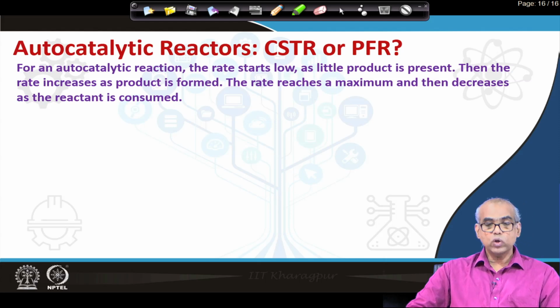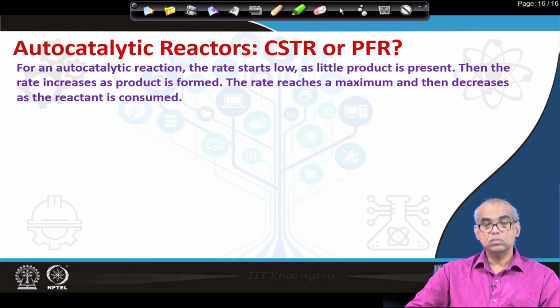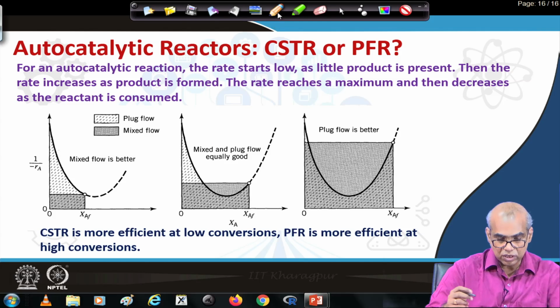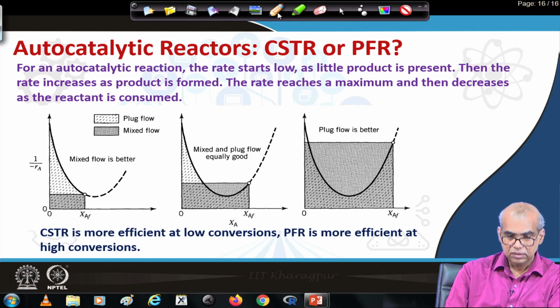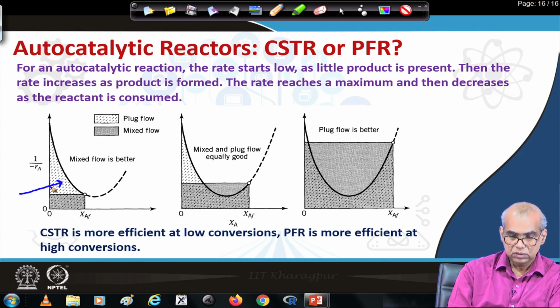Let us consider now autocatalytic reactors. Which should I use for autocatalytic reactors, CSTR or PFR or a combination of both? For an autocatalytic reaction, the rate starts low as little product is present. Then the rate increases as product is formed, the rate reaches a maximum and then decreases as the reactant is consumed. So, look at these figures for different scenarios. This corresponds to plug flow reactor and this corresponds to CSTR.